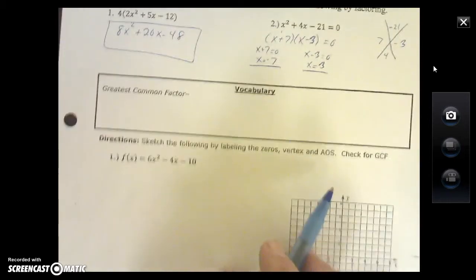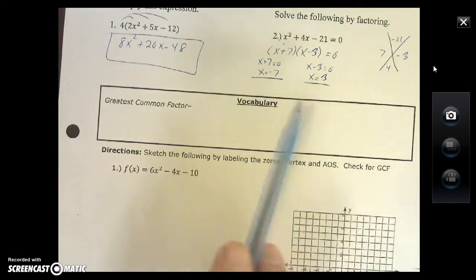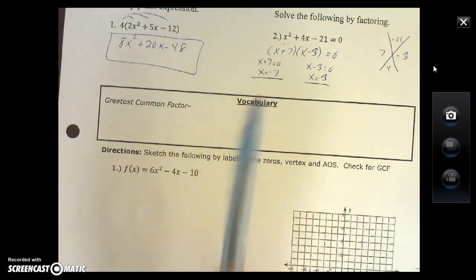So just be aware if they're asking for the solutions or the x-intercepts. If you did put that in point form, I would totally be okay with that. But anytime it says just solve for x, that's what you're looking at right there, because that is the x value that makes y equal to 0.